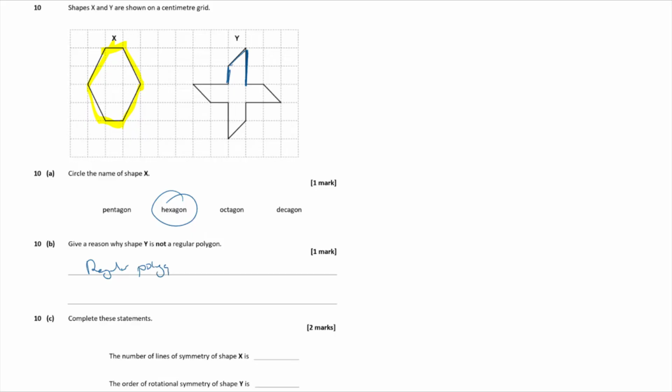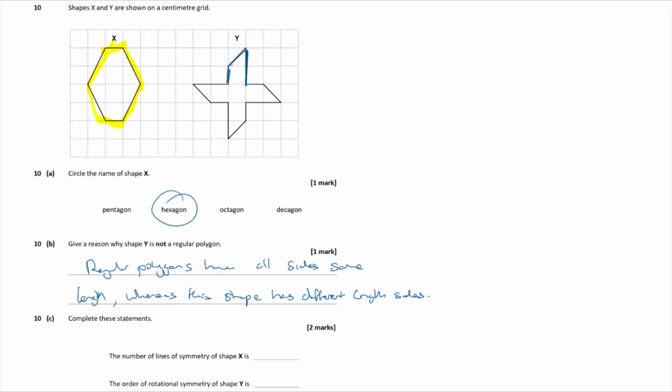Okay, so regular polygons have all sides the same length, whereas this shape has different length sides. Okay, and then finally complete these statements.